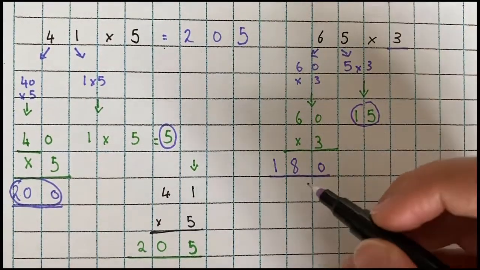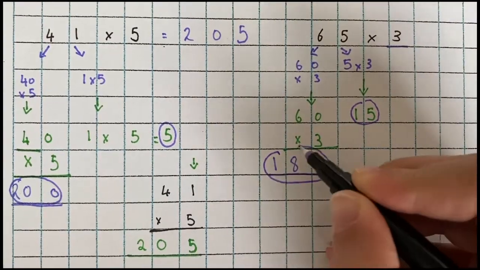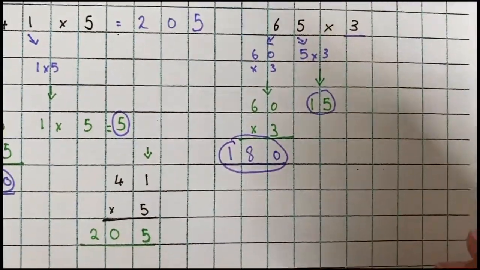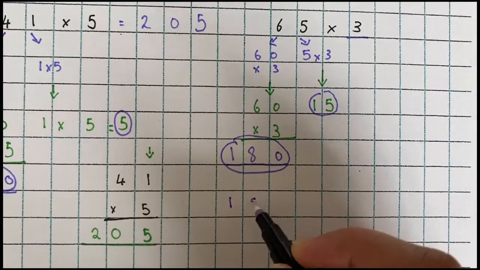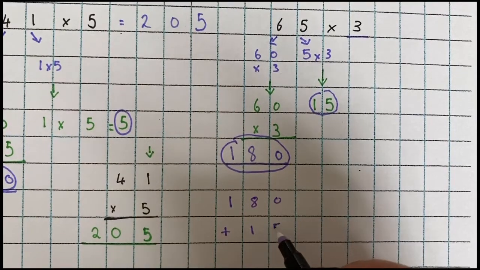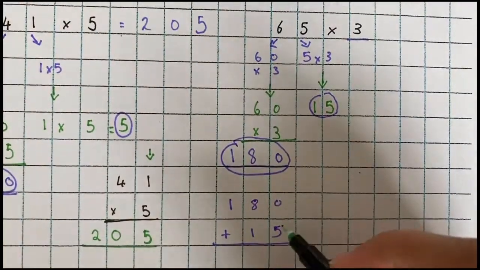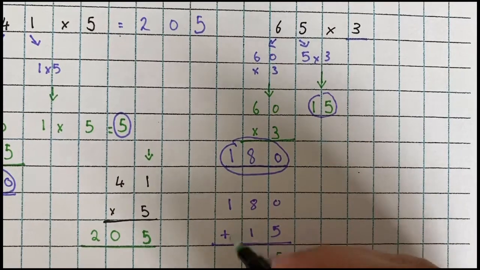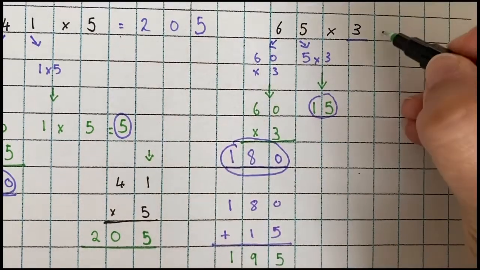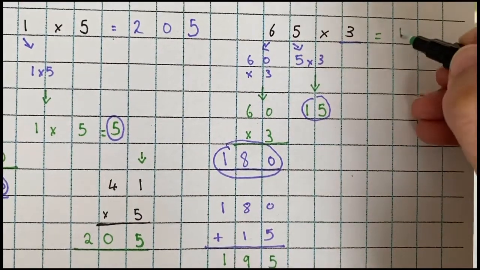And the last step is to add those two together. So 180 add 15 gives me 195. So 65 times 3 is 195.